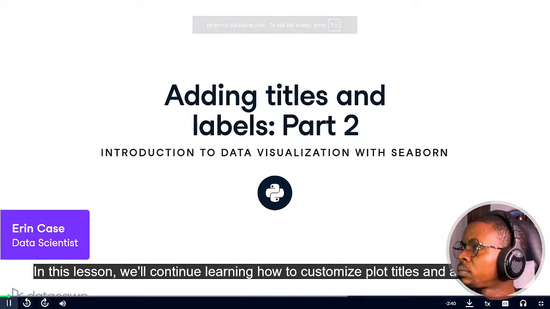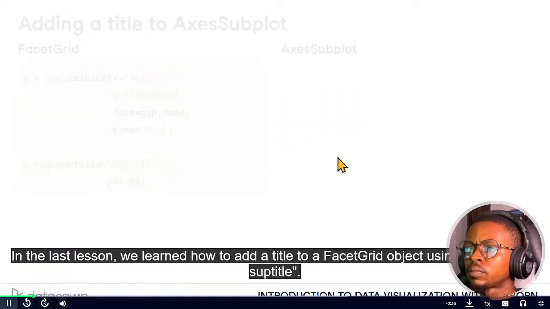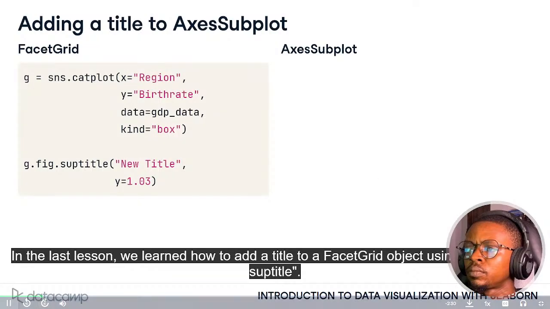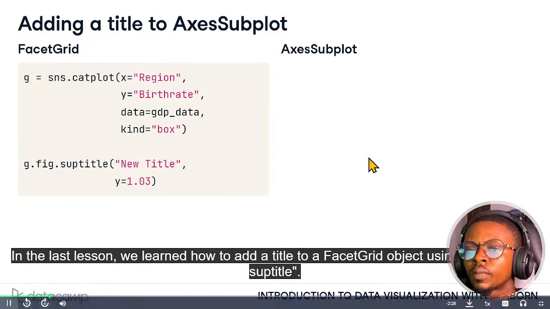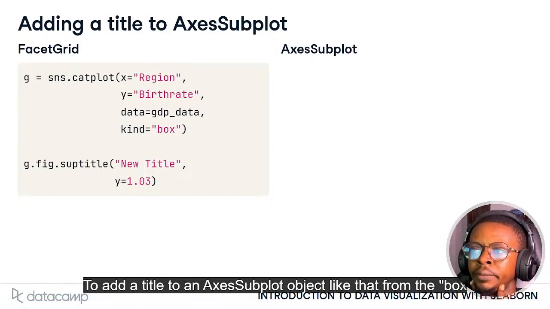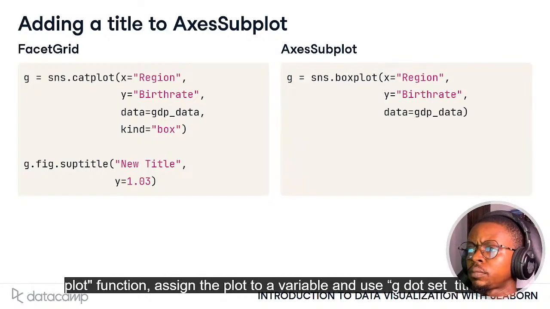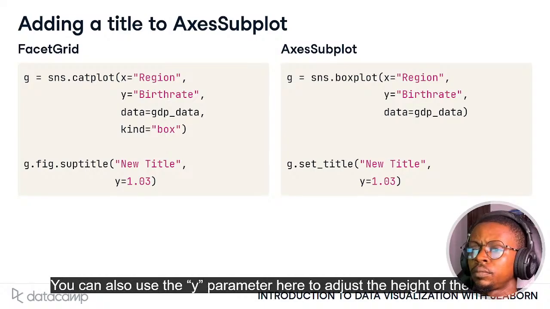Hello! In this lesson, we'll continue learning how to customize plot titles and axis labels. In the last lesson, we learned how to add a title to a facet grid object using g.fig.suptitle. To add a title to an axis subplot object, like that from the boxplot function, assign the plot to a variable and use g.set_title. You can also use the y parameter here to adjust the height of the title.